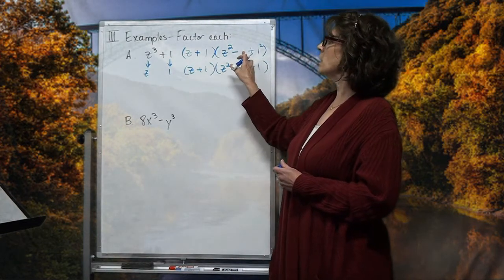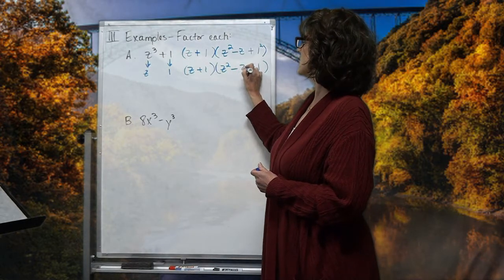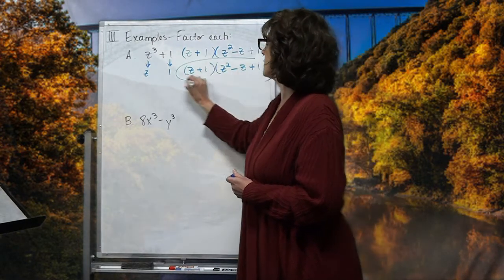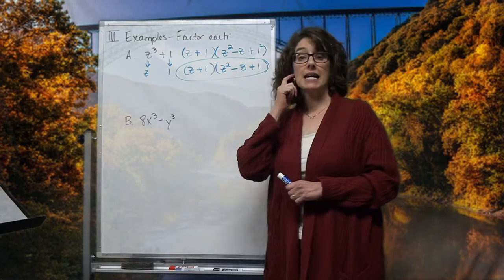And now to fill in the middle, remember I'm going to multiply these two together. Z times 1 is just a z. So here it is. There's my factored form. And yes, you're going to look at this and you're going to say, can I take that any further?